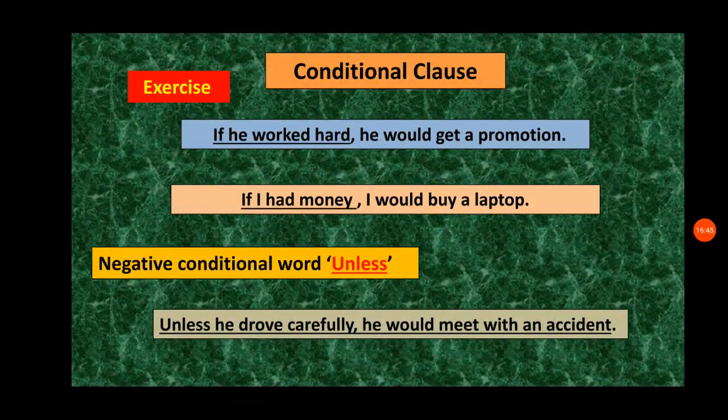Here we can see the two exercises above. If he worked hard, he would get a promotion. What is the actual meaning of the sentence? He did not work hard, so he did not get a promotion. Okay, so if he worked hard, he would get a promotion. It is not possible, it happened already, so hereafter it will not happen.